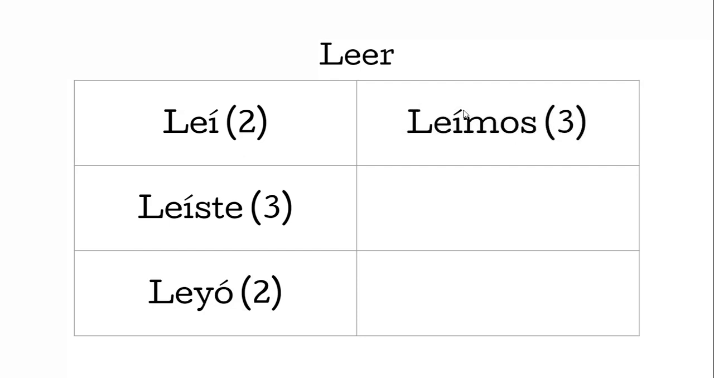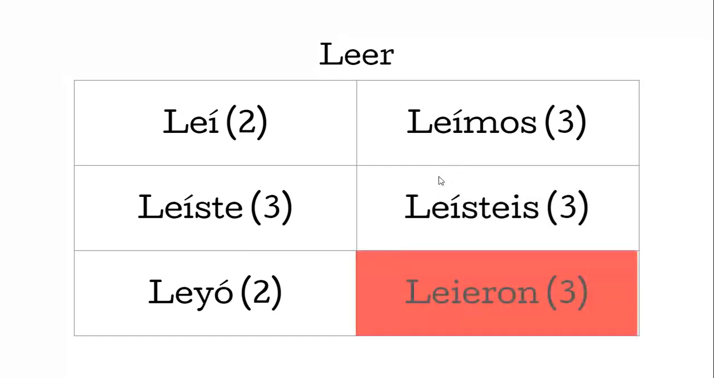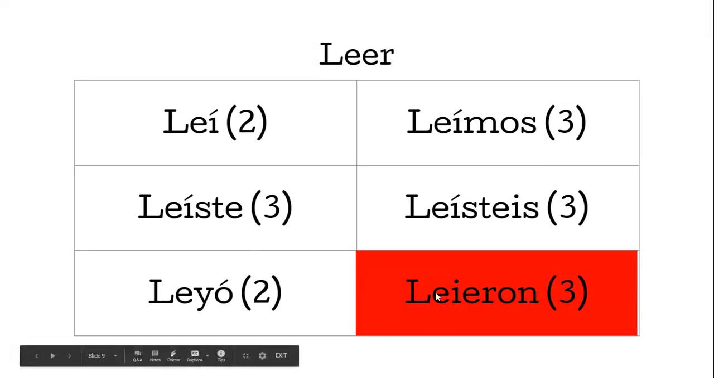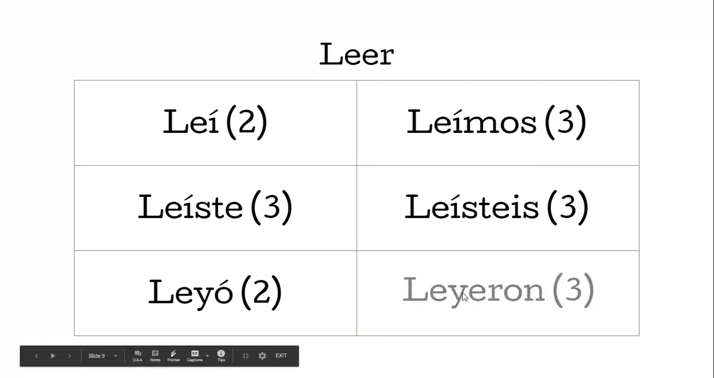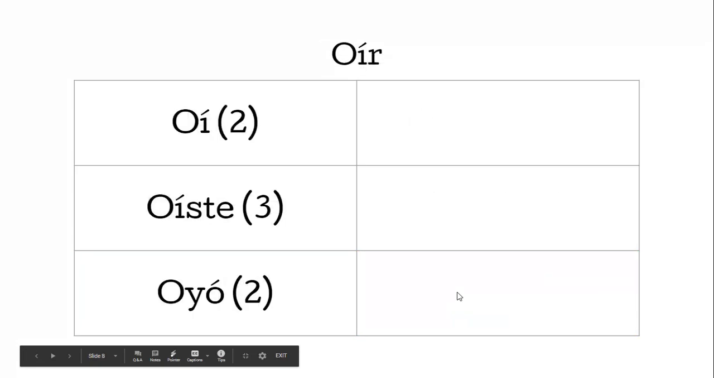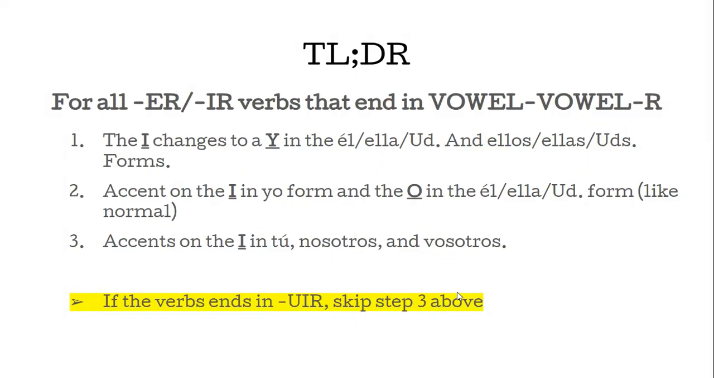Leímos, as opposed to leemos. Need that accent. Leísteis, with the accent. Y al final, leyeron. But that's a lot of vowels in a row, so let's just switch it with a Y.